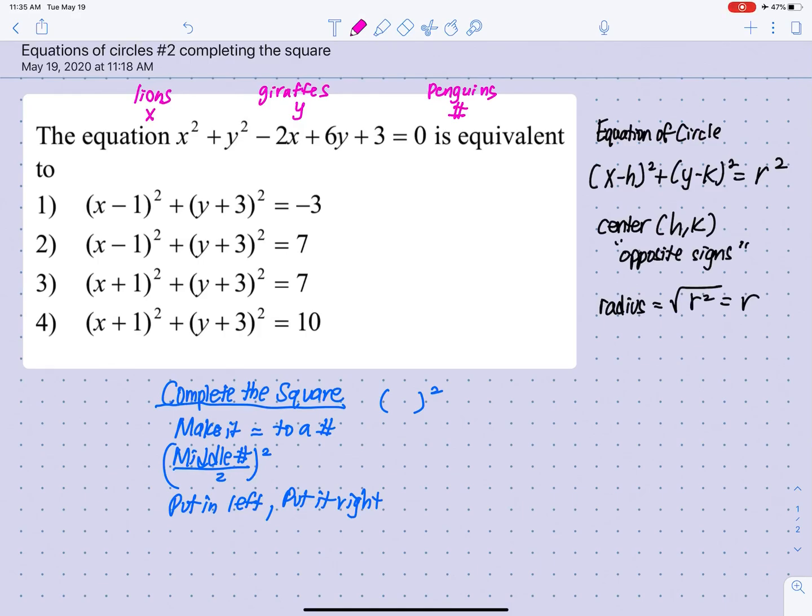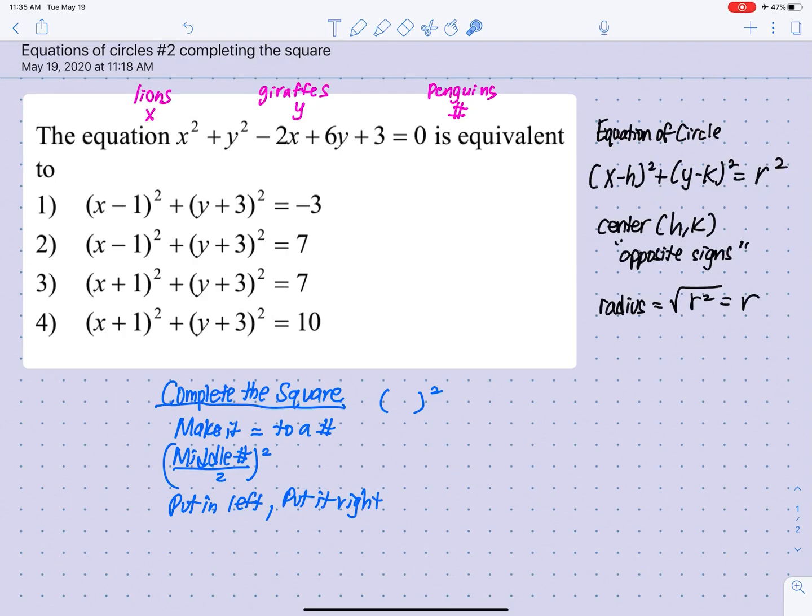Right now we're going to learn how to write the equation of a circle when it's not in standard form. Alright, so first of all, let's review what equations of circles entail. Equations of circles have to be in the format of (x − h)² + (y − k)² = r².